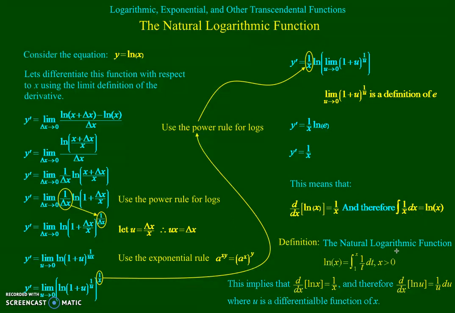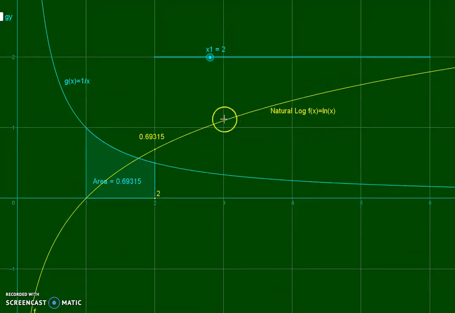Now, just to wrap things up, I'd like to show a real quick visual representation of what this whole thing means. So here we have the graph of the natural log function, and here we have the graph of 1 over x. And this value represents the natural log of this x value. So the natural log of 2 is 0.6315, and I can alter that as we go out this way.